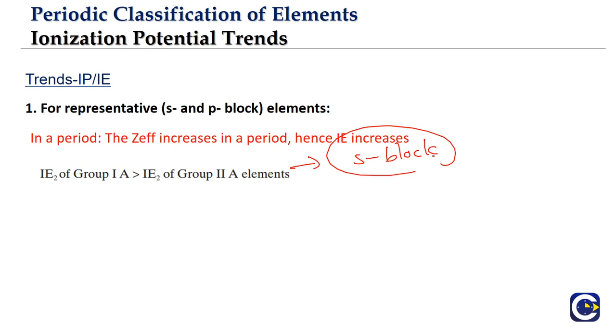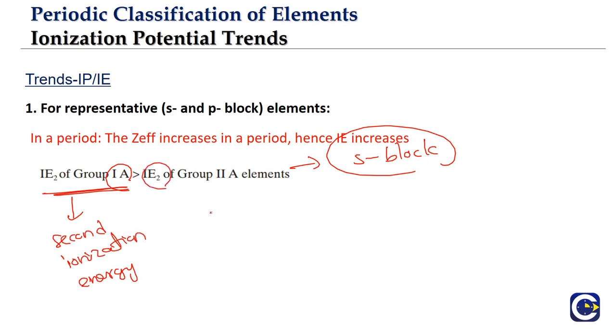Okay. So here, IE2 of group 1A. Why this naming, group 1A and group 2A? It is as per the old numbering system. IE2 means the second ionization energy. The second ionization energy of the first group is more than IE2 of the second group.